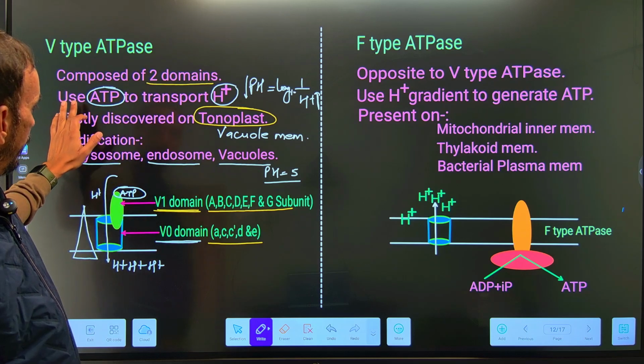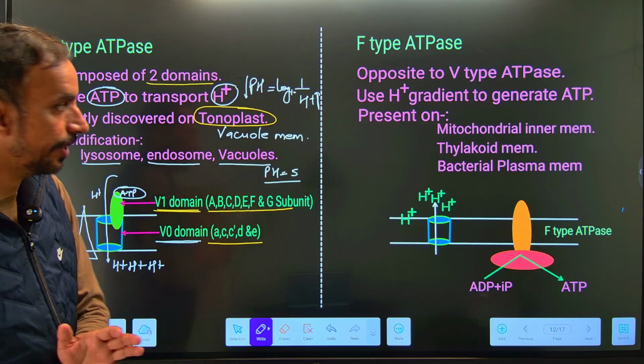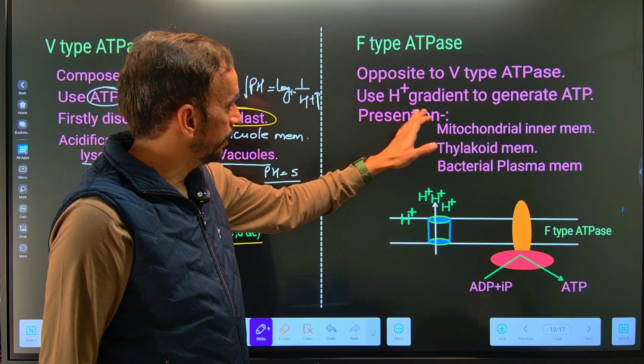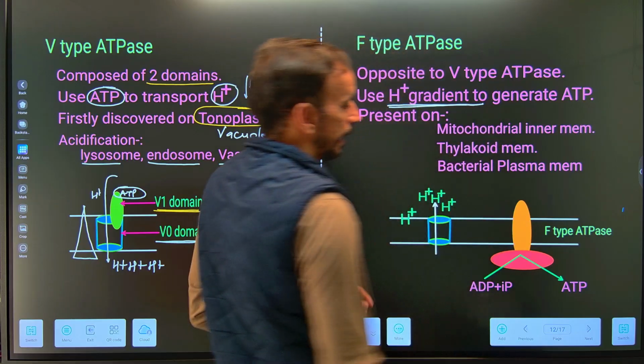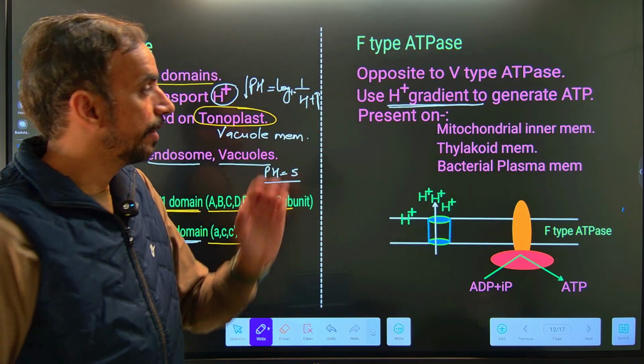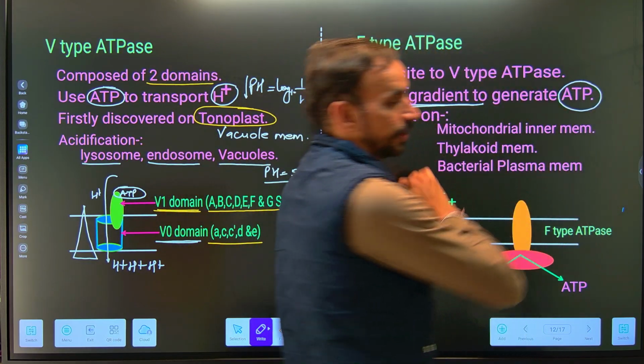V क्या कर रहे थे? ATP को यूज कर रहे थे, H plus ion को ट्रांसपोर्ट कर रहे थे against the concentrational gradient, while here it is using the H plus gradient. अब H plus ion का gradient यूटिलाइज करेगा and generates the ATP, और ATP का यहाँ पे जनरेशन होगा.